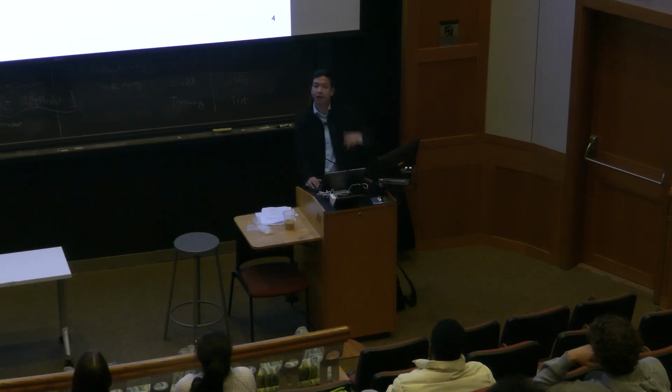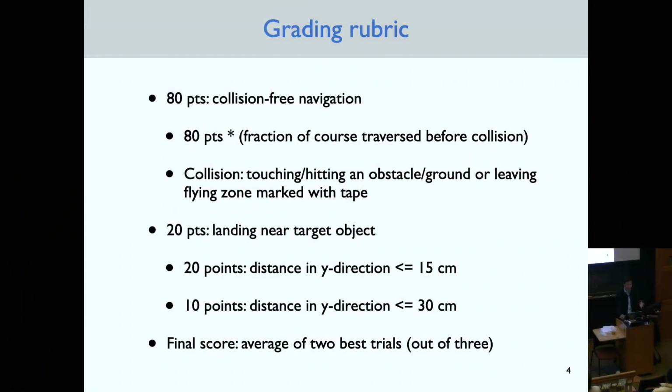Grading rubric: this is going to be written out more carefully in the instructions. But the grading is basically going to be in two parts. One is the collision avoidance part, so there's 80 points for that, and that has to do with the fraction of the course that you traverse before colliding. Then 20 points for landing near the target object. The landing part is just based on the horizontal distance, and we have some thresholds for the points there. And the final score is the average of the two best trials.